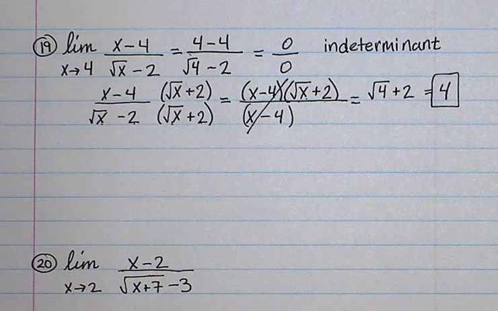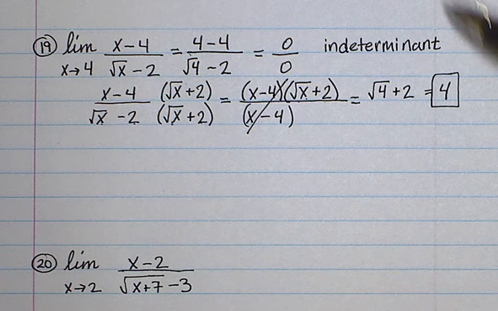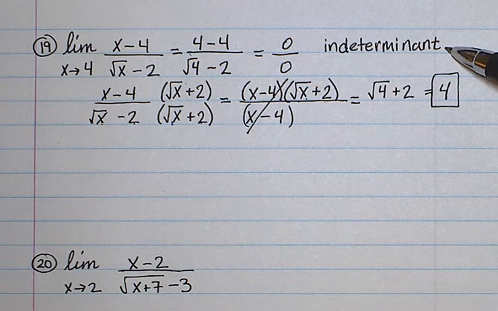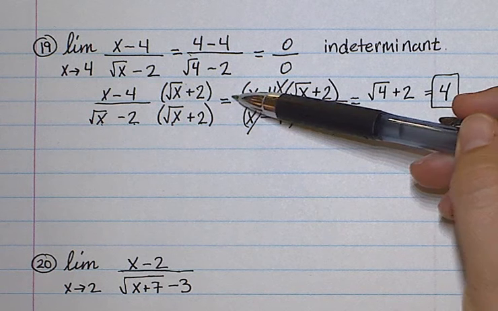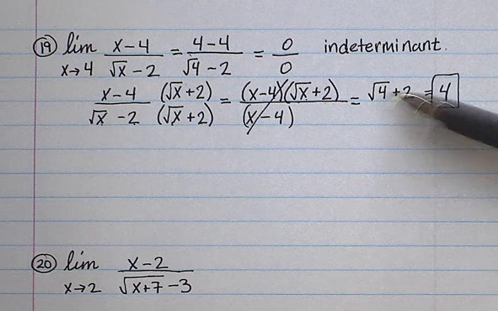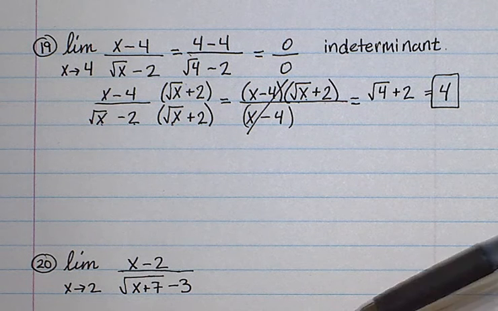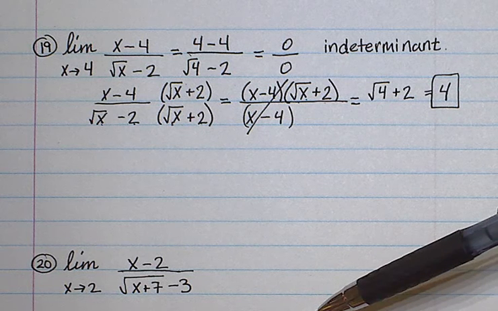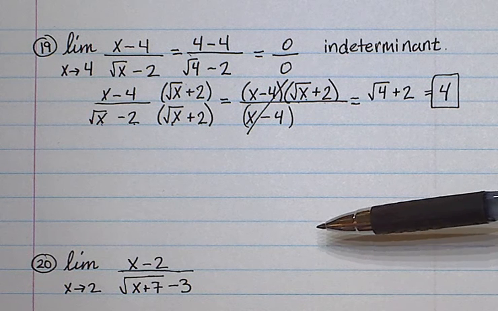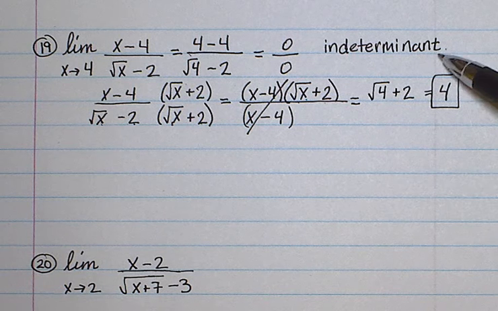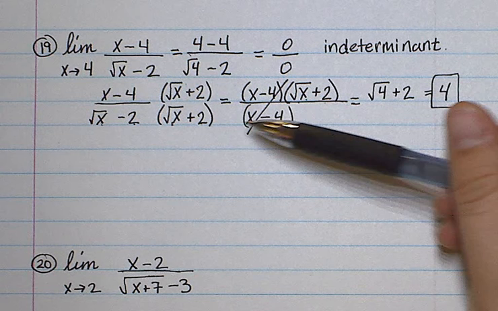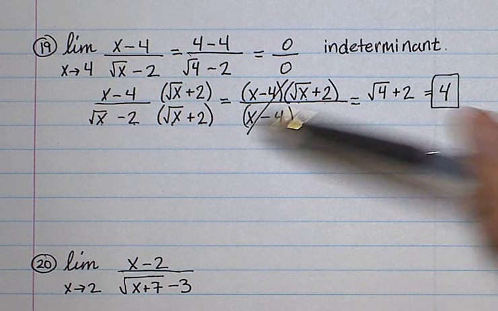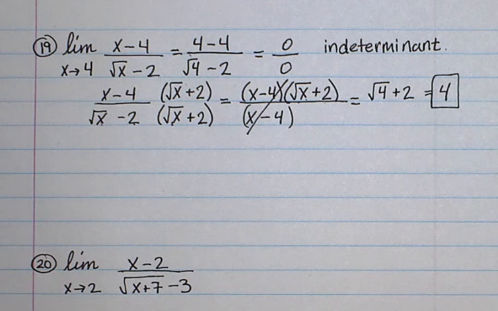So my process there was to try direct substitution. It was indeterminate. That means it didn't work. So then I tried multiplying by a conjugate, and that did work. You have to know the names of these things and be able to explain what you're doing. You always try direct substitution first. If that's indeterminate, then you try another algebraic method. In this case, I used a conjugate, and my answer was 4. Let's do that again.